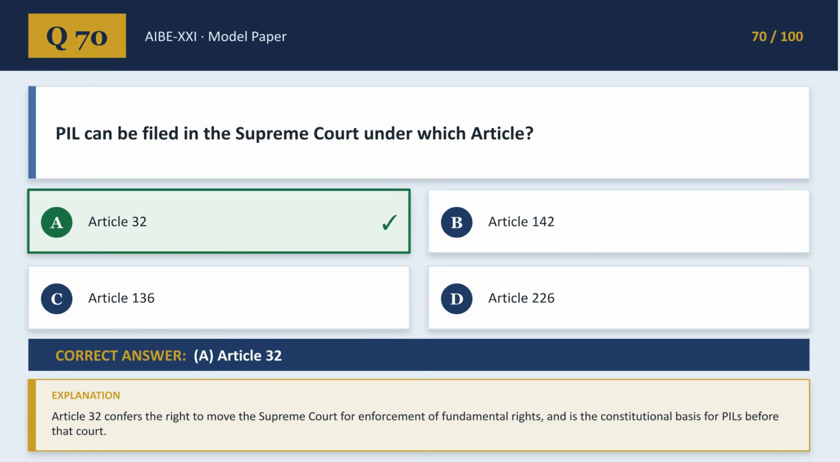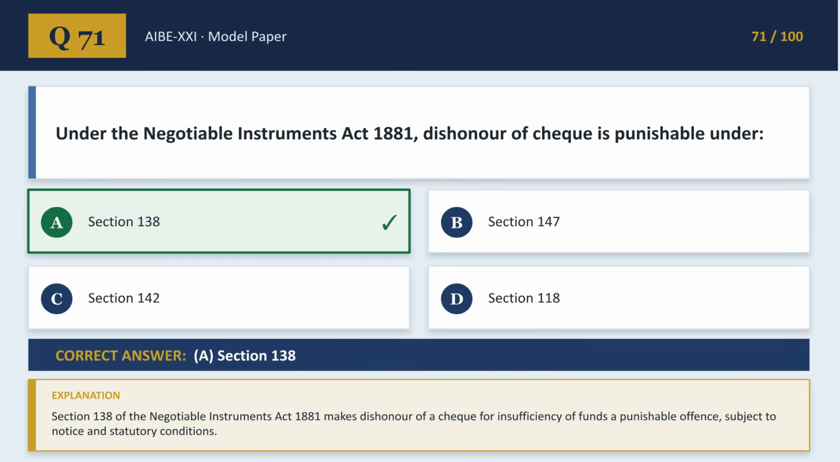PIL can be filed in the Supreme Court under Article 32 of the Constitution. This article guarantees the right to move the Supreme Court for the enforcement of fundamental rights. Dishonor of a check under the Negotiable Instruments Act 1881 is punishable under Section 138, which addresses check bouncing due to insufficient funds.